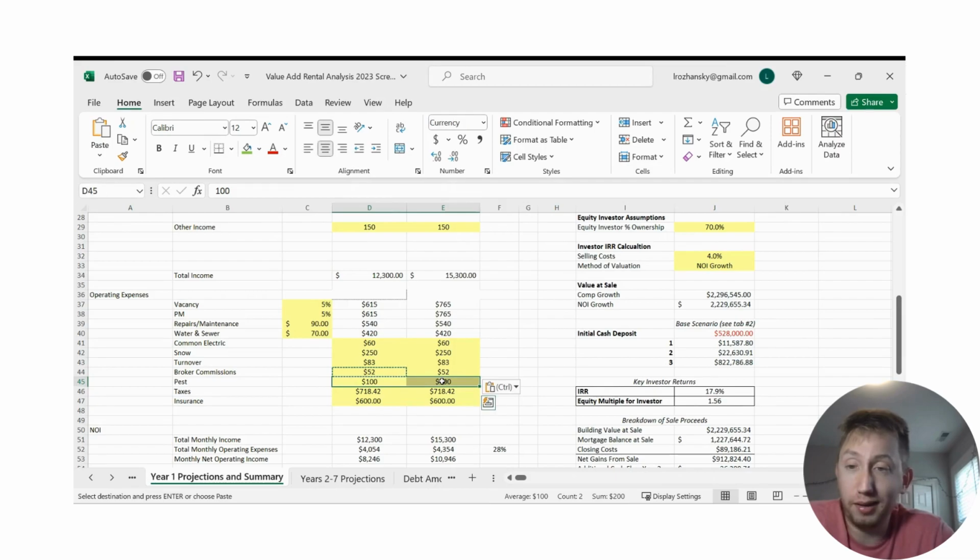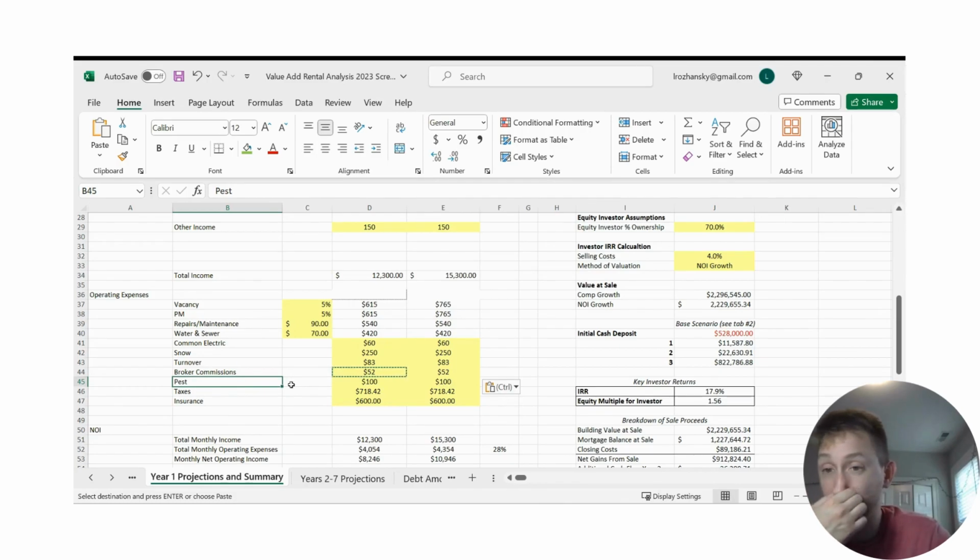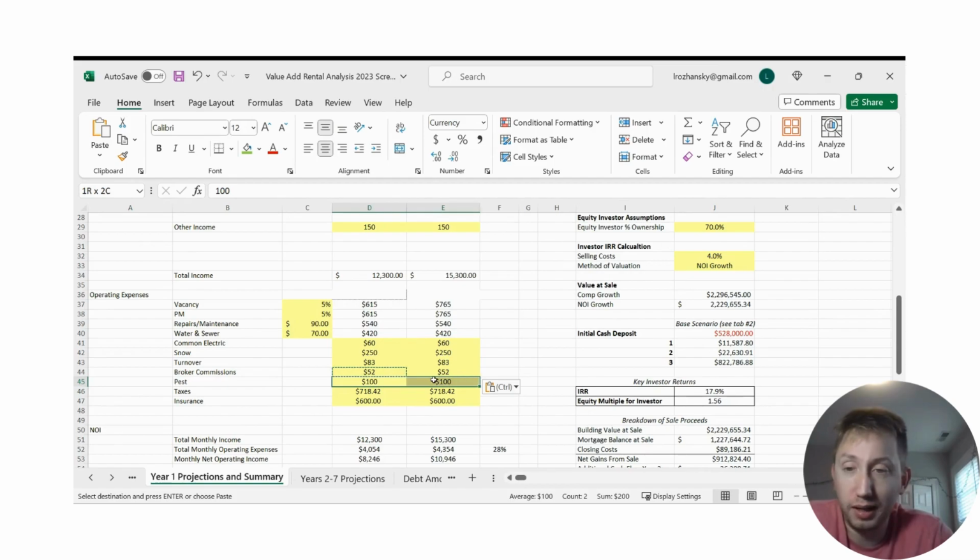Pest contract, you can also change this if I'm missing a line item for something else, maybe trash, if you're paying for trash for whatever reason. But for pest here, I threw in a little bit of a line item. And then taxes and insurance. Taxes and insurance is important, obviously. So taxes, this is today's number.